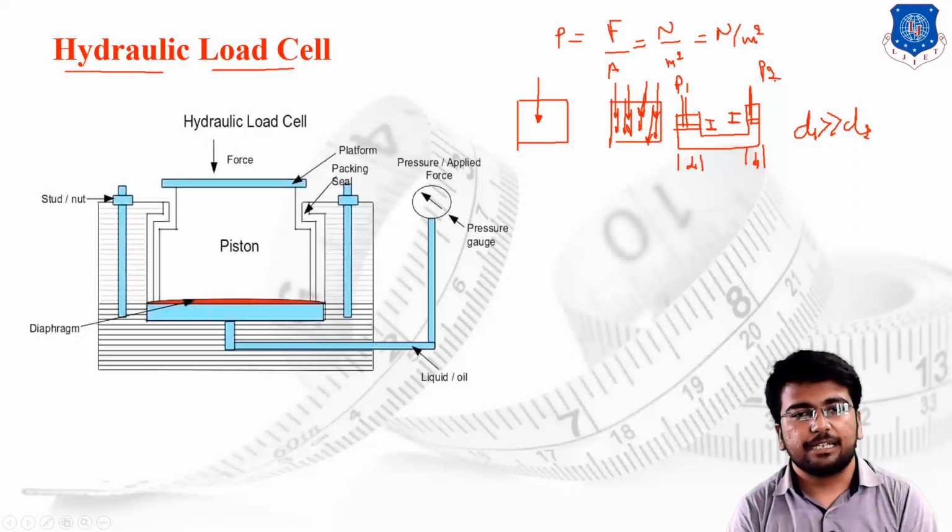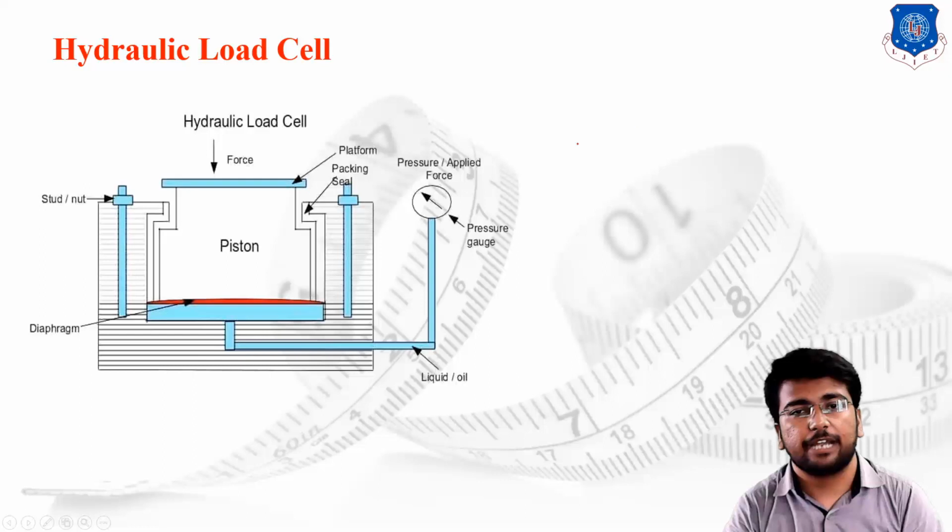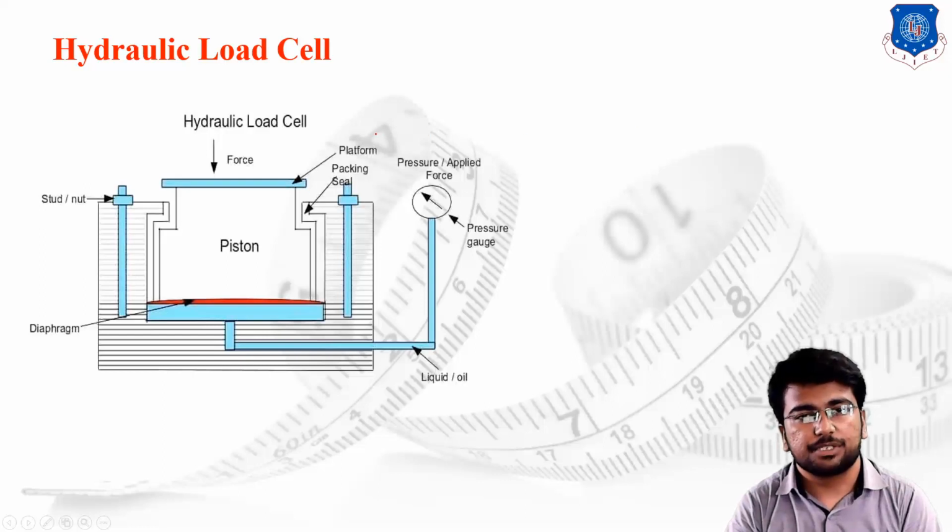We can say that whatever the force or whatever the pressure is generated, the liquid will directly transfer the same pressure to the second position, to the end of the second cylinder. This is the basic concept of the hydraulic pressure system.